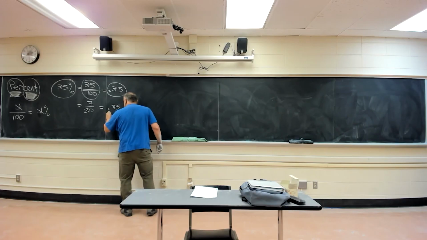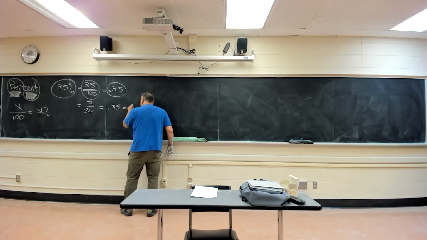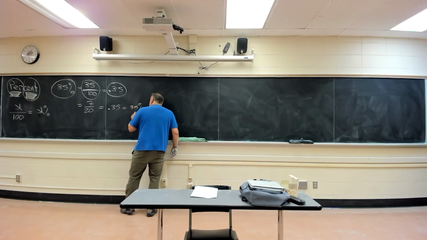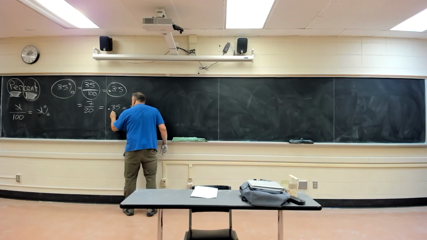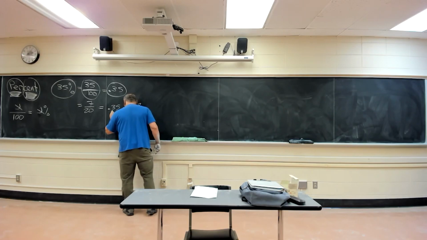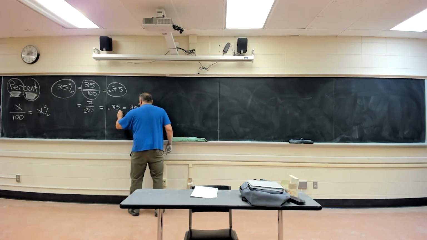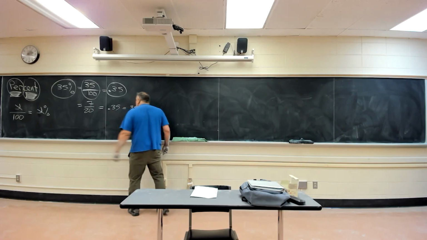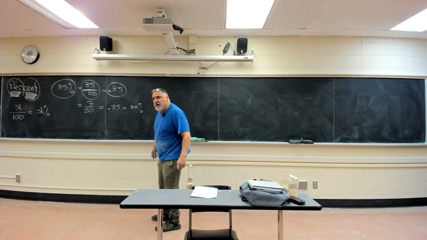If you get 0.35, go 2 places over and call it a percent. If you got a percent, walk 2 places to the left and call it a decimal and get rid of the percent notation. Or if you got a decimal, go 2 places to the right. So decimal, go 2 places to the right, call it percent. Percent, go 2 places to the left, call it a decimal. And it's looking good.